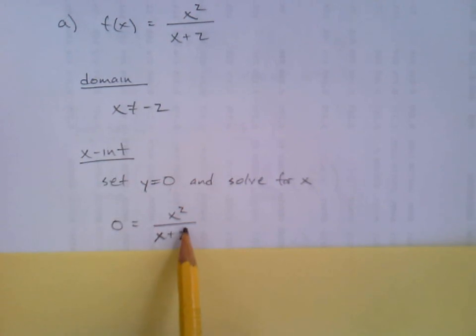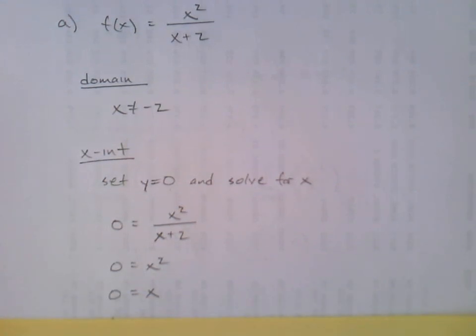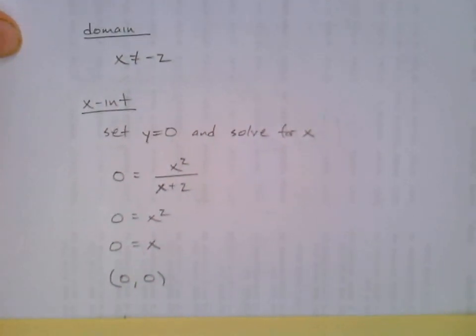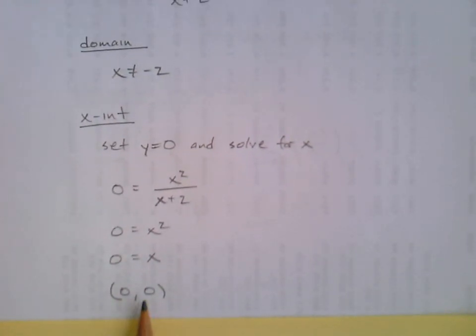And so I'm going to multiply this denominator over to that side. And I got my answer, x equals 0. So my x-intercept, well, the y-coordinate was 0. I just figured out the x-coordinate was 0. The x-intercept is the origin, 0, 0.